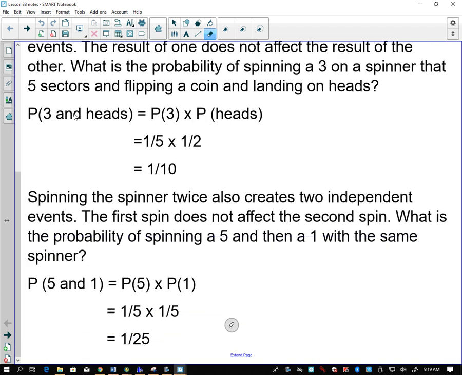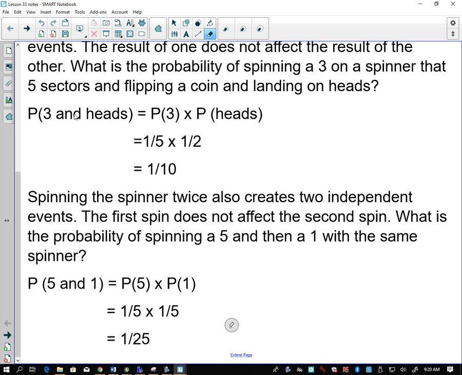So spinning the spinner twice also creates 2 independent events. The first spin does not affect the second spin. What's the probability of spinning a 5 and then spinning a 1 with the same spinner? Okay, well, the probability of spinning a 5 is 1 in 5. The probability of spinning a 1 is 1 in 5. So I get 1 divided by 5 times 1 divided by 5. 1 times 1 is 1.